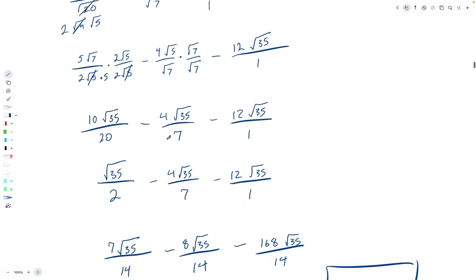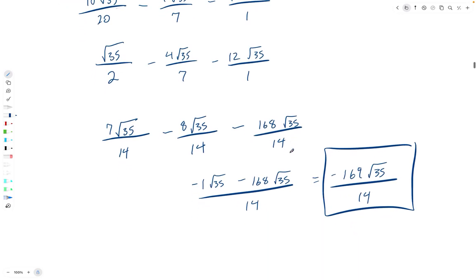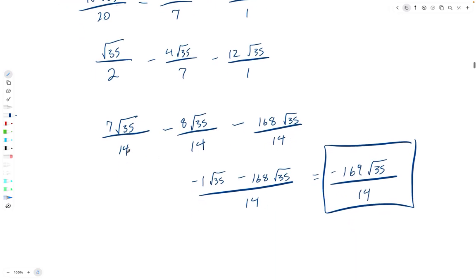So then, after we did all of that, I reduced this by dividing this by 10 and this by 10. That gives me square root of 35 over 2. So then I need a common denominator, that's 14. So then this would be 7 over 14 minus 8 over 14 minus 168 over 14. This is negative 1 minus 168, which is negative 169 times square root of 13 over 14. So there's that.